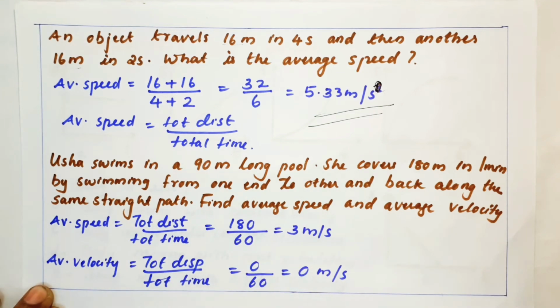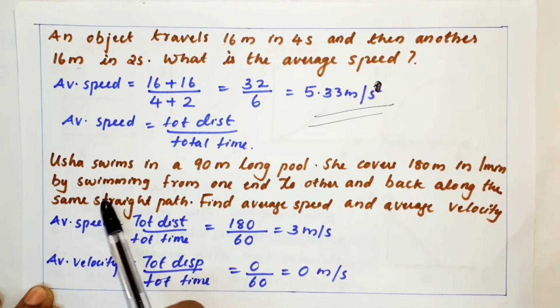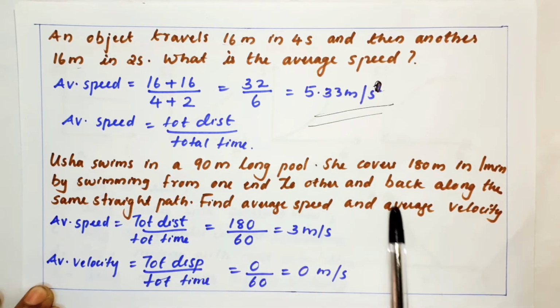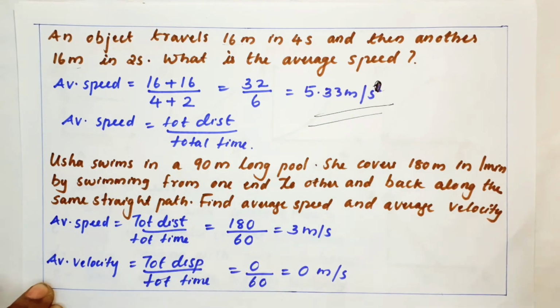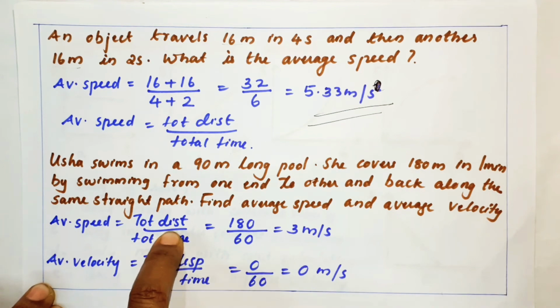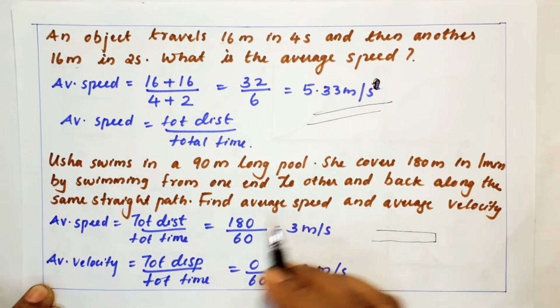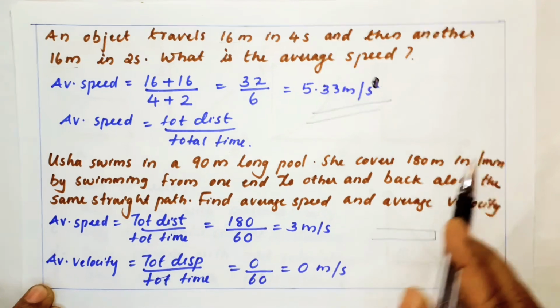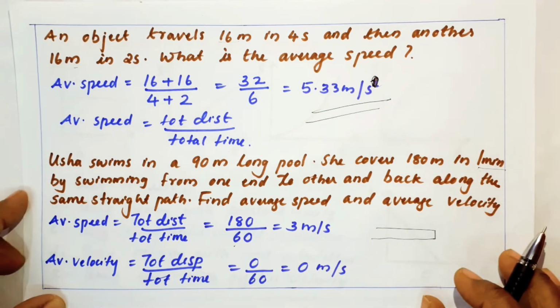Now, come to the next case. Usha swims in a 90-meter long pool. She covers 180 meter in 1 minute by swimming from one end to the other and back along the same straight path. Find average speed and average velocity. Usha is swimming in a pool and 90 meter is the distance going there and coming back. So I need to calculate the total distance for calculating average speed. It's going like this and it is coming back. So total distance is 90 plus 90, 180. Time taken, they gave 1 minute. 1 minute is 60 seconds. So 180 by 60, that is 3 meter per second.